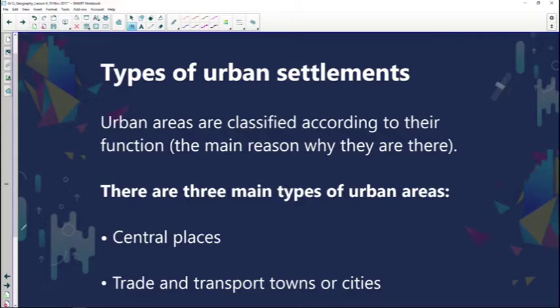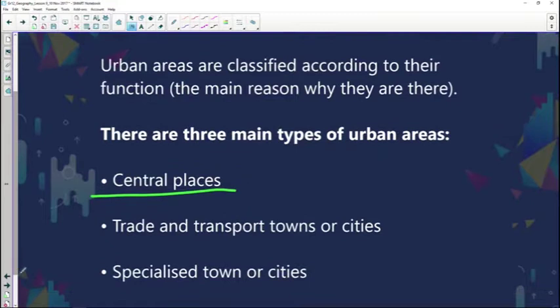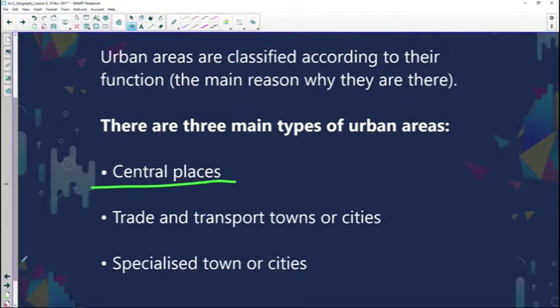Now, if you look at the different types of urban settlements, there are three different types: the central places, trade and transport towns, and specialized towns. South Africa does have quite a few of these urban settlements all over the country. Now, if we quickly look at the first one, the central place town. A central place town basically provides goods and services to the surrounding rural area.